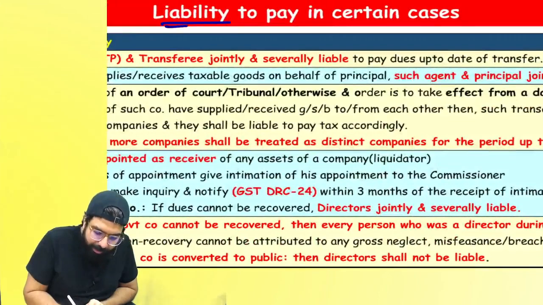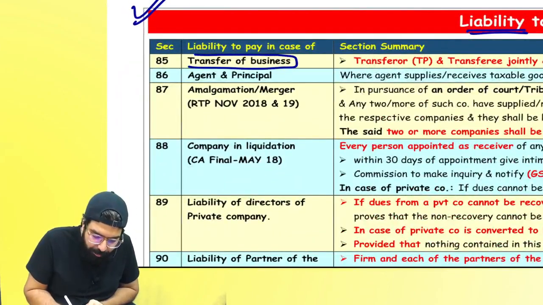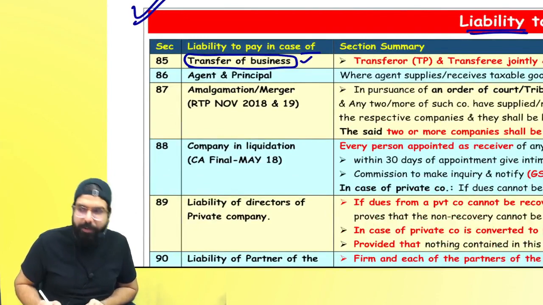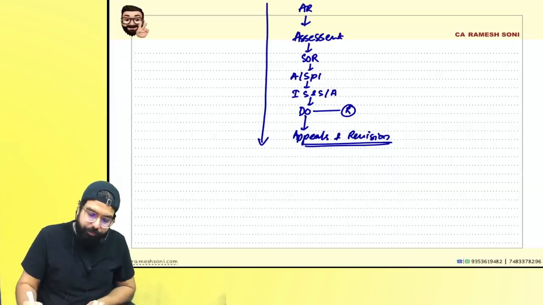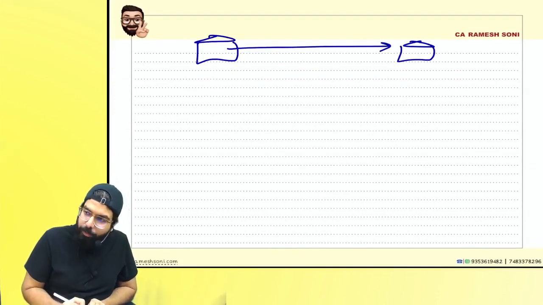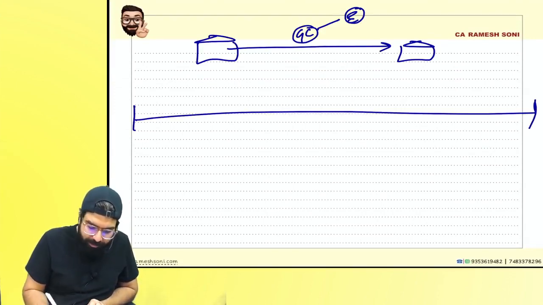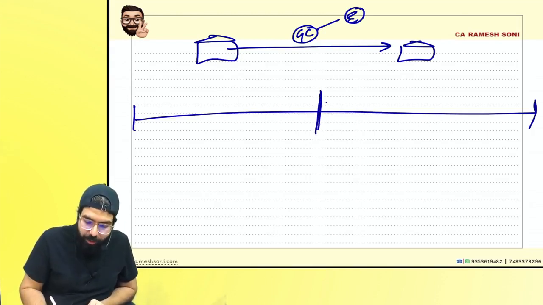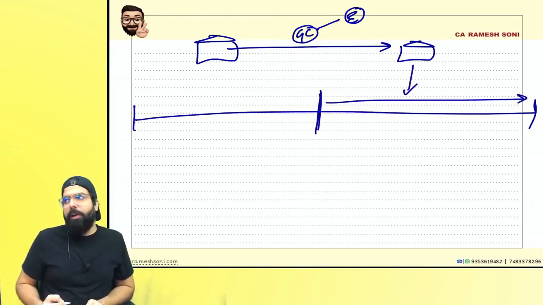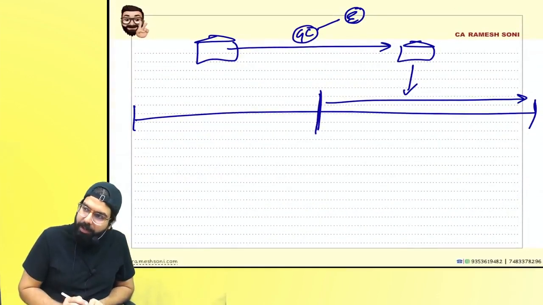Everyone, liability to pay. Who will be paying in certain cases? Let's understand the cases. Whenever there is a transfer of business, liability to pay in case of transfer of business. Everyone, listen to me very carefully. I transferred the business to someone else. When I transfer the business, transfer of business as a going concern is exempted. Right, everyone? But now, I transferred the business supposedly on this day. From here, whatever is the liability will be the liability of the transferee. Yes, everyone, whatever is the liability will be the liability of the transferee.